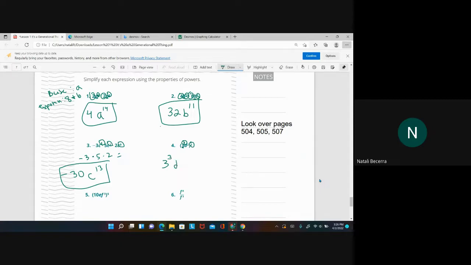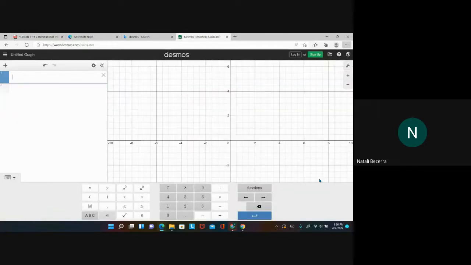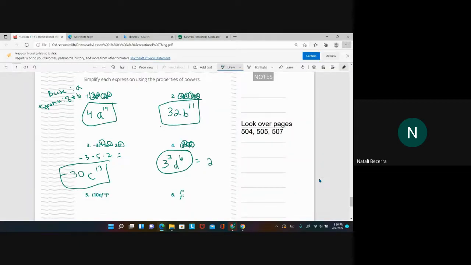And then now I do it for D. 2 times 3 is 6. So this is what I would get. Well, actually, you would simplify this even more. 3 to the power of 3, put it in decimals, 27. So my final answer here would be 27 D to the power of 6. Okay.